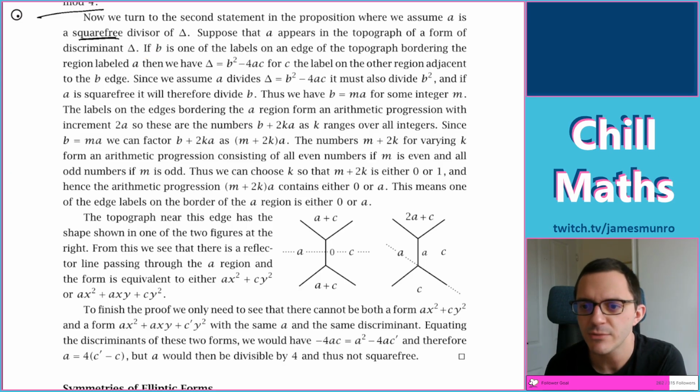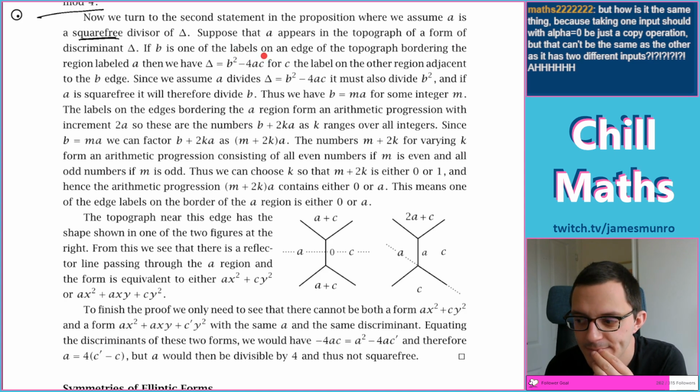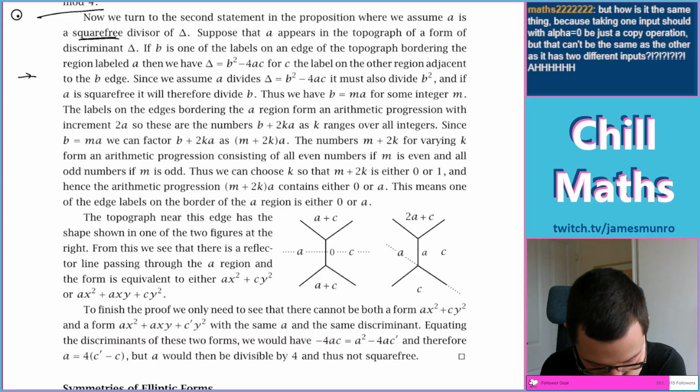Okay, if B is one of the labels on an edge of the topograph bordering the region A. Maths 2 is also at some sort of boundary in understanding. We're all just pushing the edges of what we know, right? If B is one of the labels on an edge of the topograph bordering the region labelled A, always such a long phrase in this book, isn't it? Like the label on the edge is B for a region labelled A. The jury's out what else is going on.